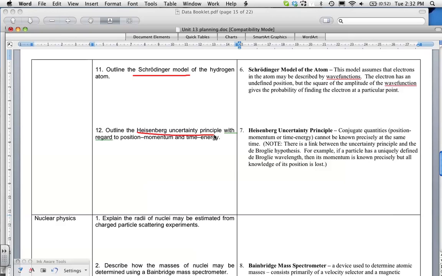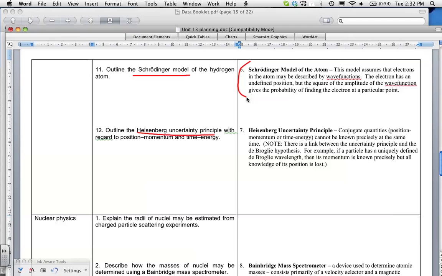We're not going to be going into the mathematics in great detail, but it is important that you spend some time reading through your textbook and so forth. But with Schrödinger, I've given brief definitions, and these come from the definitions sheets that you have.